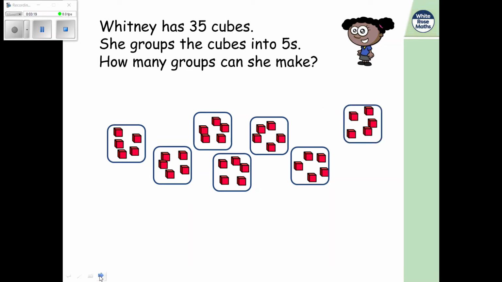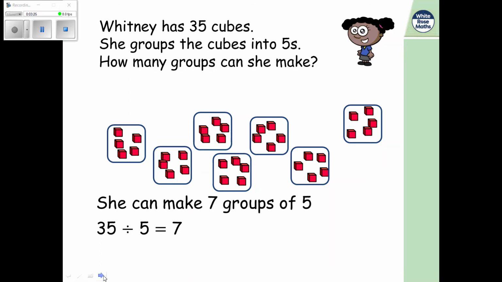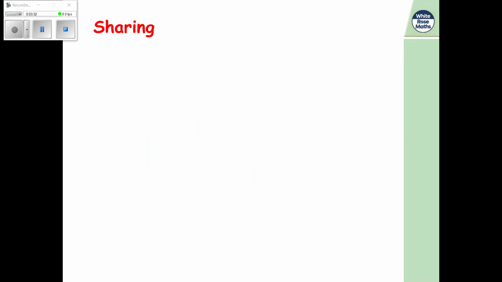So she has grouped the cubes into 5s and she has made 1, 2, 3, 4, 5, 6, 7. Well done. So we could have used our knowledge from before with our sharing to know that again it will be 35 divided by 5 equals 7.